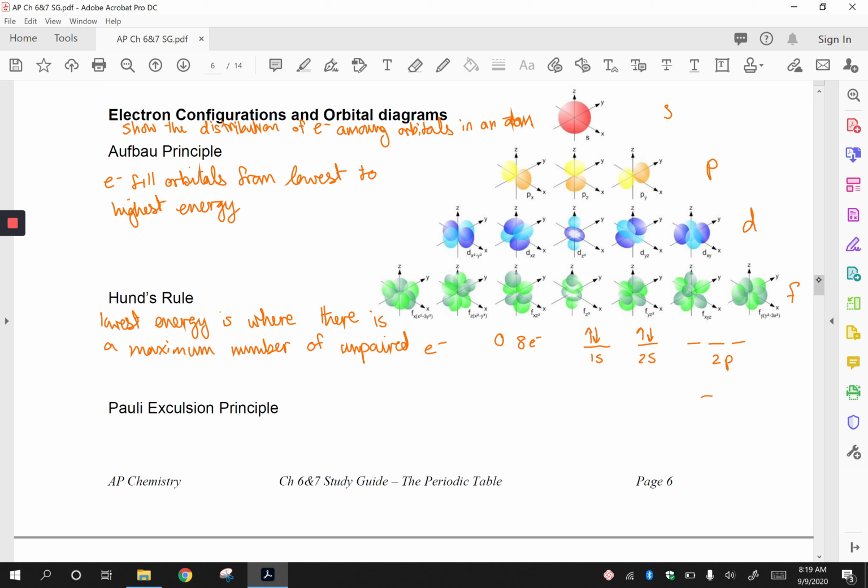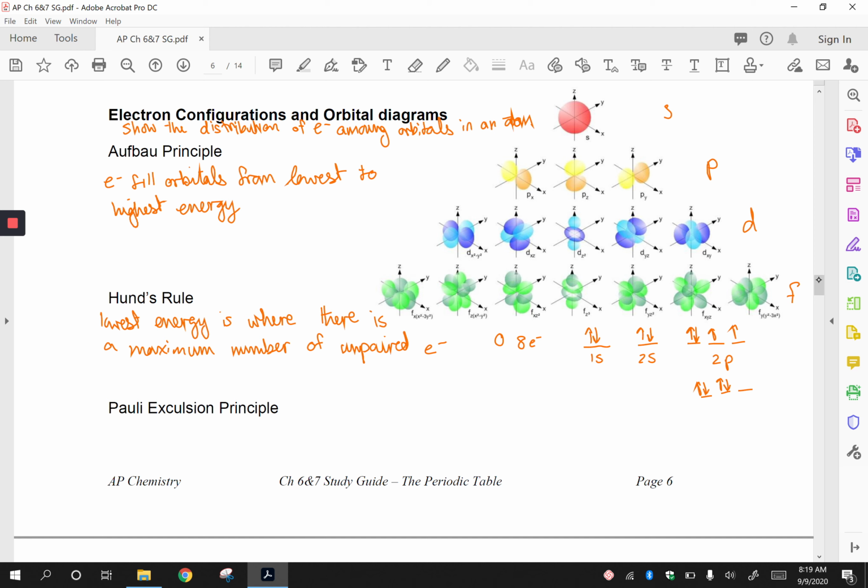I'm going to draw it in 2 different ways here. The p has 3 orbitals, so it takes up to 6 electrons. But if you look at oxygen having 8 electrons total, we already put in 4, so we only need to fill this up with 4. So one way is to do 1, 2, 3, 4. Another way is to do 1, 2, 3, 4.